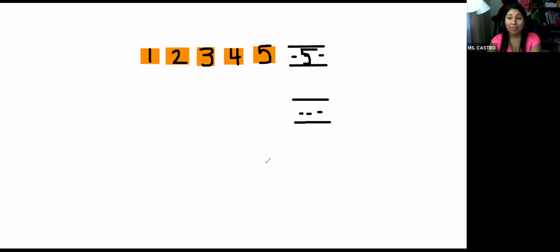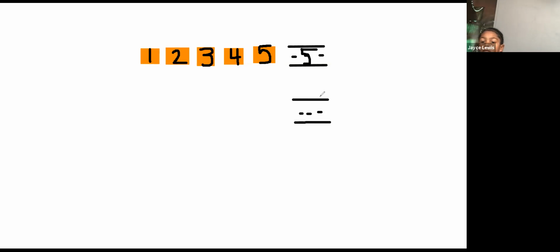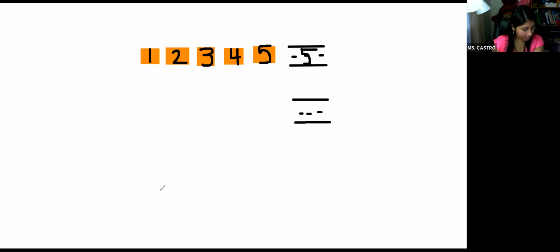This time, they want us to think of a number that's less than 5. So that's a smaller number. Think of a small number that's less than 5. Jace, what number is less than 5? 4. 4, very good. 4 is a number that is less than 5. So we're gonna illustrate 4 squares and we're gonna label them.